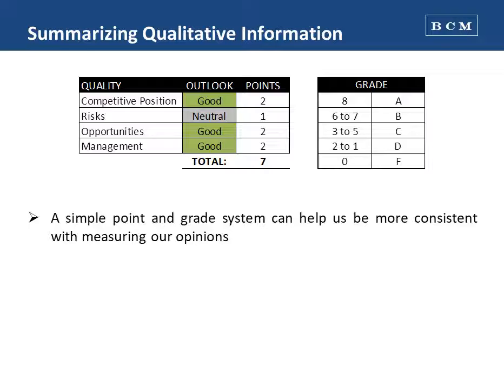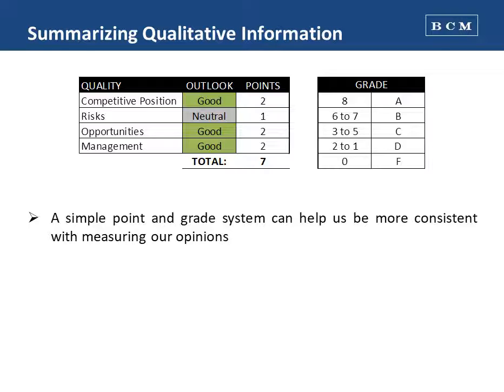Okay, to summarize all of the qualitative information, we use another simple point and grade system. But first, we have to use our judgment to decide if each quality has good or bad implications for Corning. So, for example, competitive position. Corning is clearly an industry leader, and I think that it will be able to keep that position because it has a strong management team and it reinvests in itself heavily. So I think the outlook is actually quite good for Corning. So I'm going to give it 2 points for that. If a neutral rating gets 1 point and then a bad rating gets no points, 0 points.